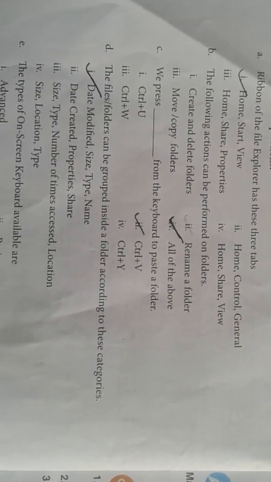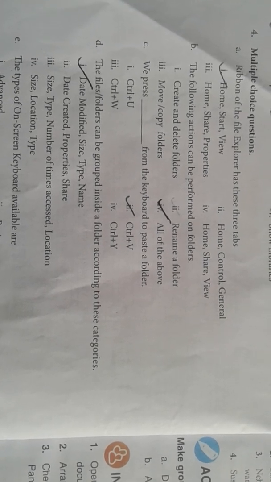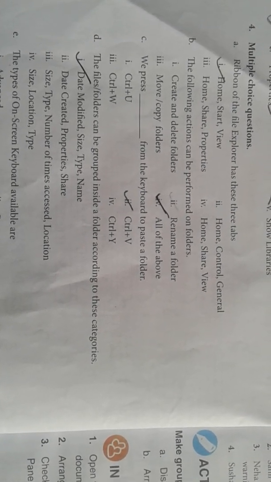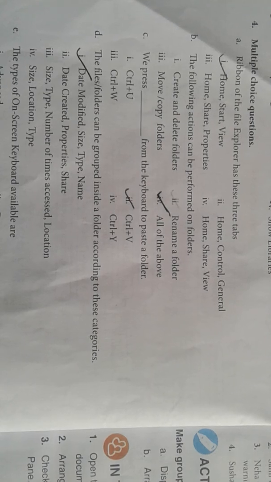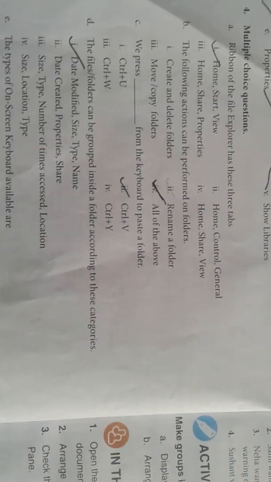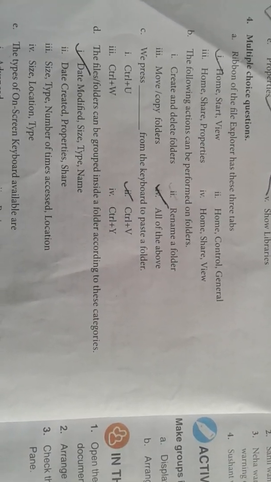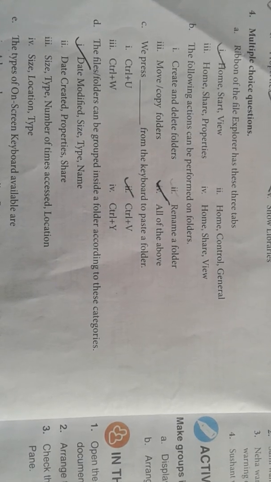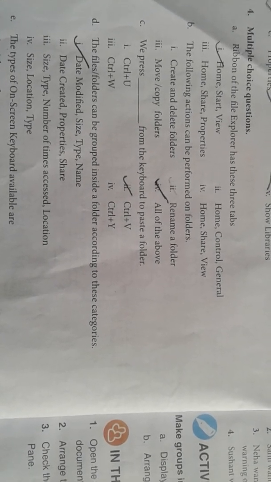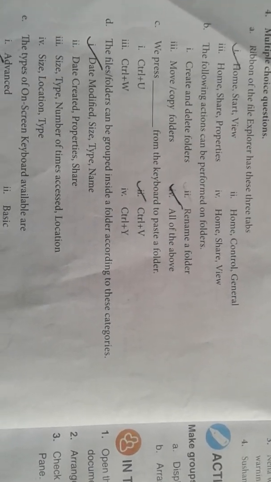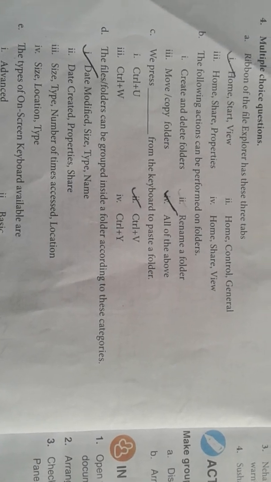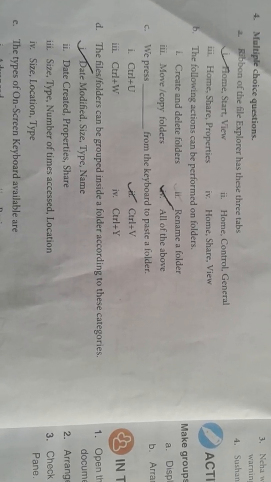Now moving forward to the MCQs. Multiple choice questions. Ribbon of the file explorer has these three tabs. Which three tabs are there in the ribbon of file folder? Ribbon of the file explorer: home, start and view. How many? Three tabs are there. The basic three tabs are home, start and view.